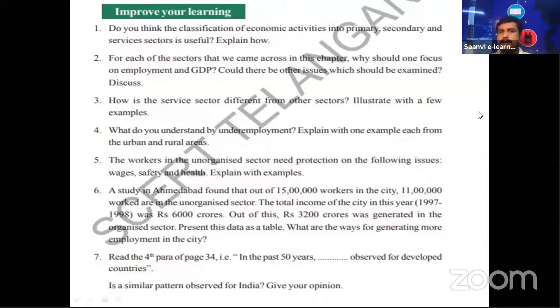The workers in the unorganized sector need protection on the following issues: wages, and explain with example. See, wages, safety and health, these three are very important for organized or unorganized. Even for an unorganized sector person, we have discussed one more character, because she is a member of an SHG, self-help group. Remember what a self-help group is. If you get a question, you will be able to write.